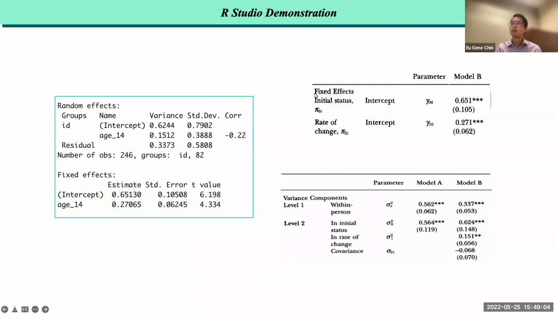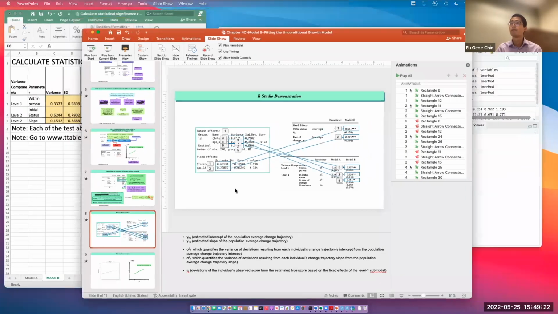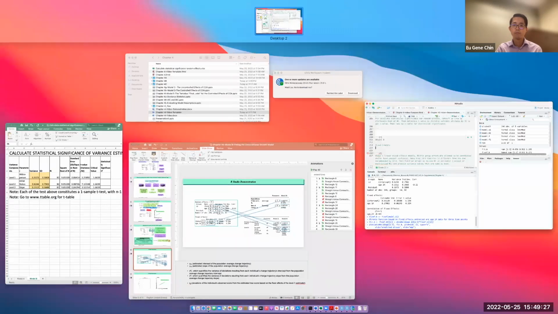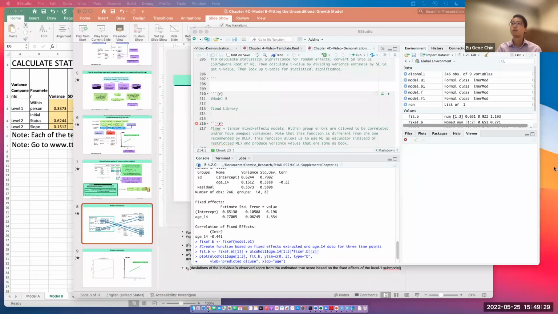So these are the results published in your textbook. We've got the fixed effects at the top. We've got the variance components at the bottom. We're going to recreate this in RStudio in just a little bit. I'm just going to show you how these numbers here match up with that. So let me walk you through RStudio really quick to show you how to fit this unconditional growth model.